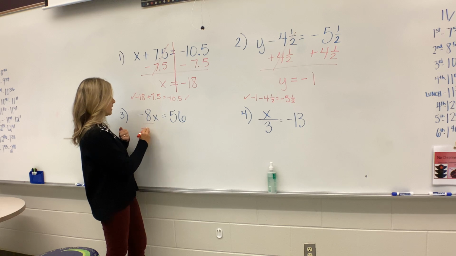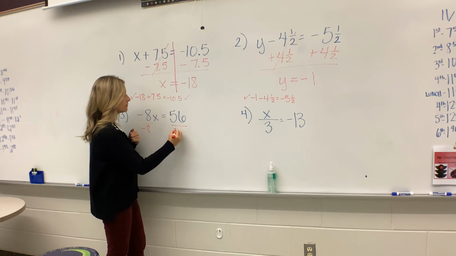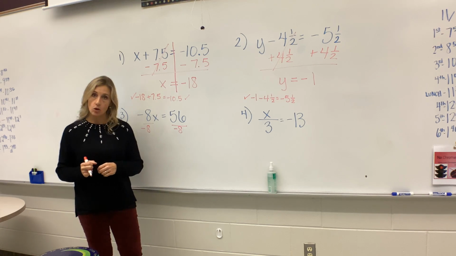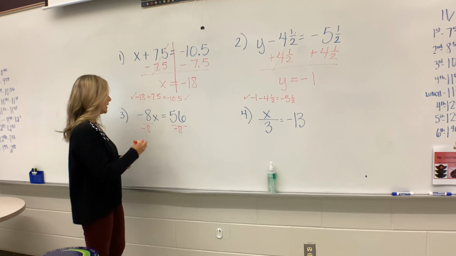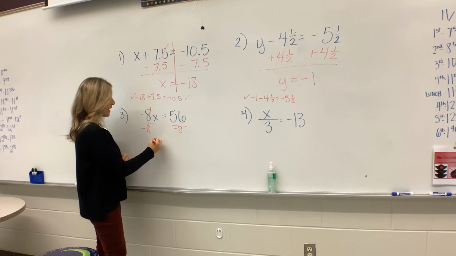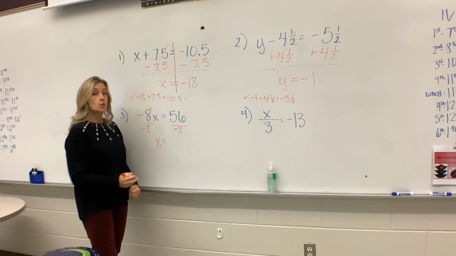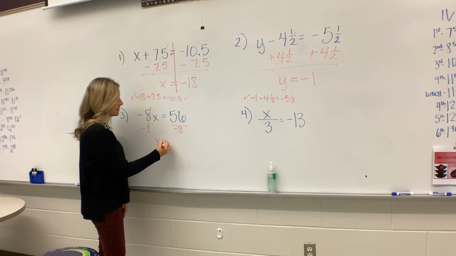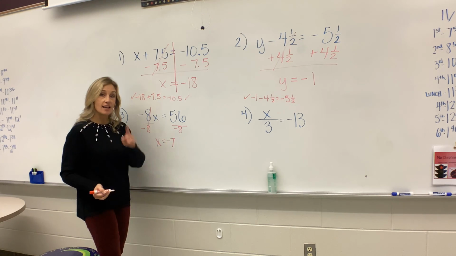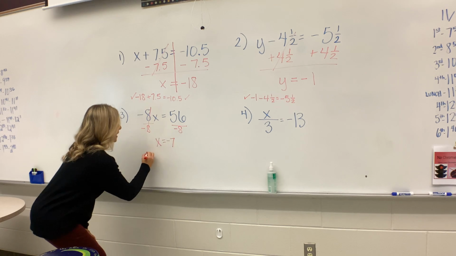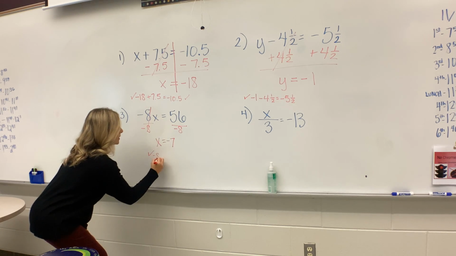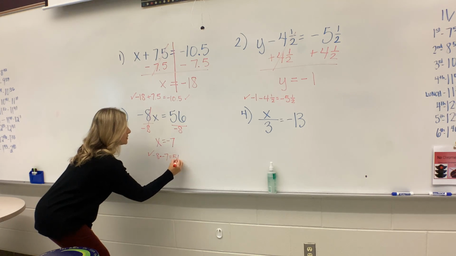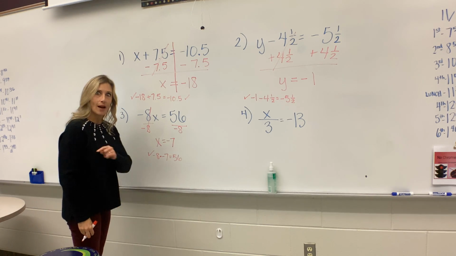I'm going to show division using a bar. It's the easiest way for me to condense my work. You may use an old-fashioned division sign if you'd like. Negative 8 divided by negative 8 leaves me with 1x. That's what I want in multiplication and division. 56 divided by negative 8 is negative 7. I can self-check my answer. If I'm right, then negative 8 times negative 7 should equal positive 56. And it does. We're right again.